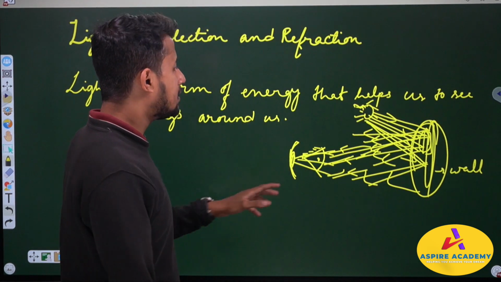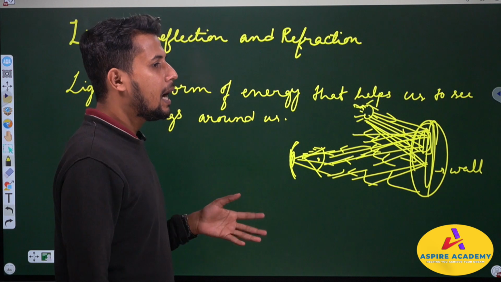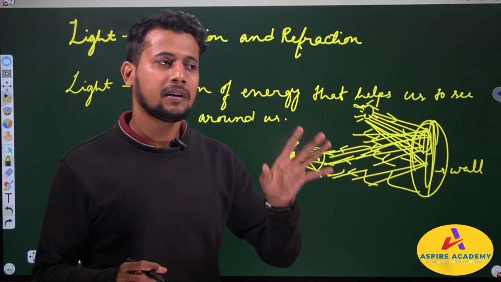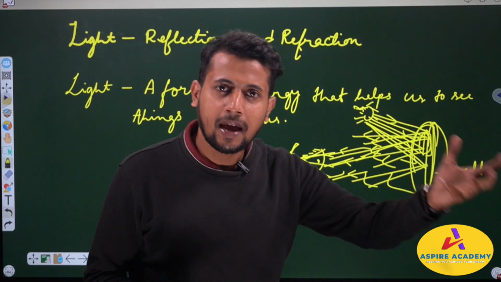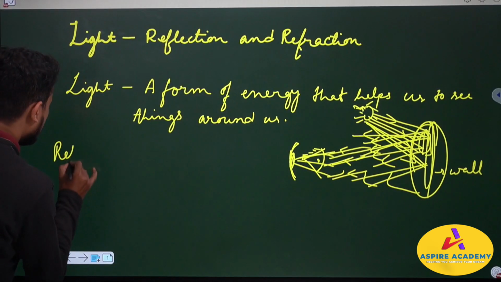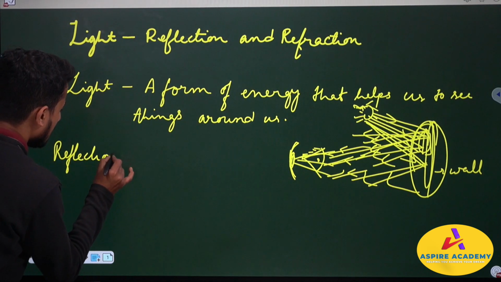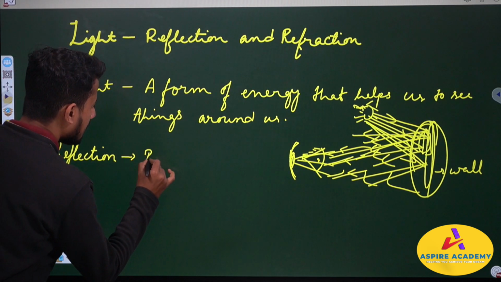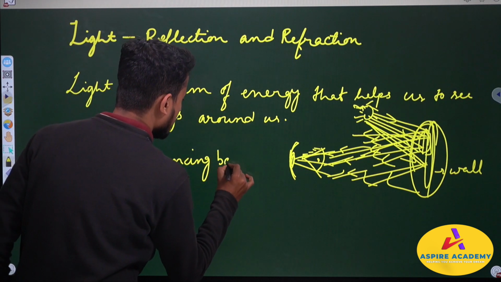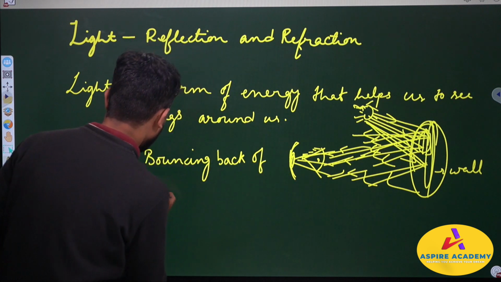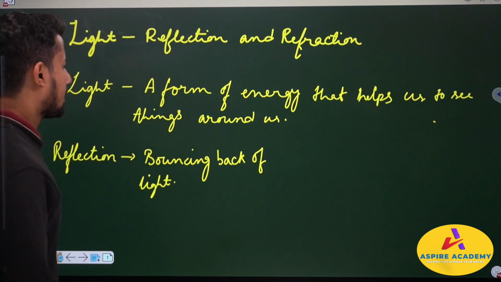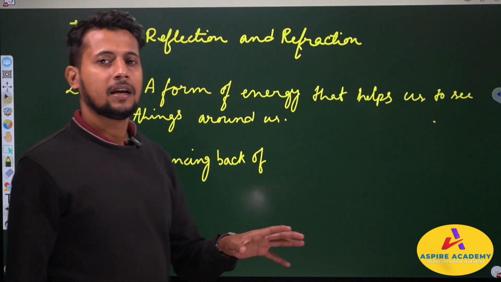Now this is the basic principle of reflection. How can we see objects around us? Simple, by reflection. Whenever light falls on an object, it bounces back to the observer's eye. So reflection, in short, you can say, is bouncing back of light. Bouncing back of light is called reflection.